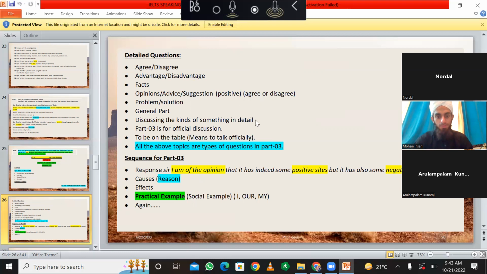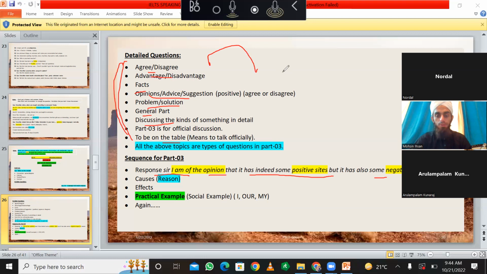Okay. For part three, you can start your answer. Like in part two, they are going to ask such kinds of questions: agree, disagree, advantage, disadvantage, facts, opinion, advice, suggestions, problem solution, general part. But in part three, it's like an official discussion, a table kind of discussion, to talk officially, right? The response should be like this: I'm of the opinion that it has some positive sides, but it also has some negative sides.